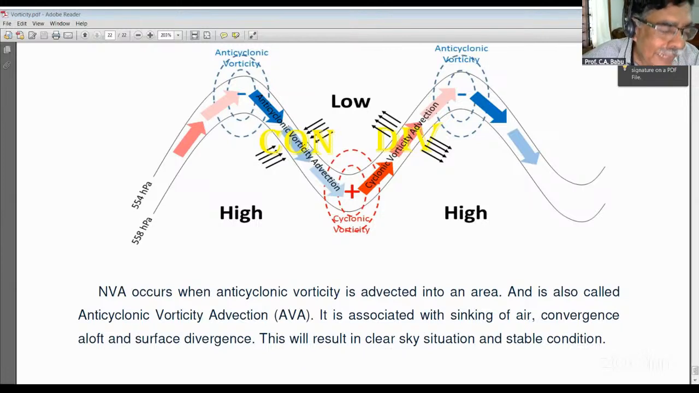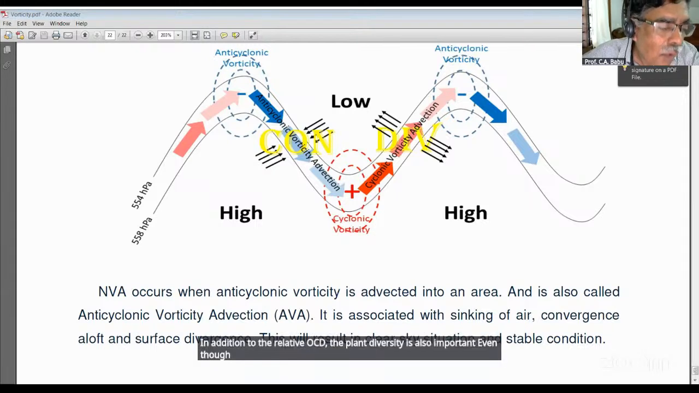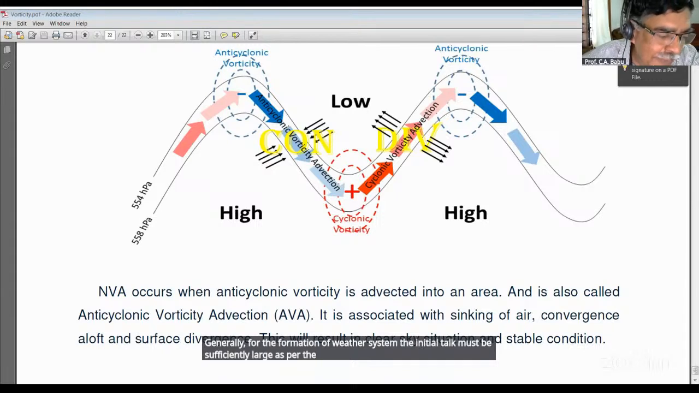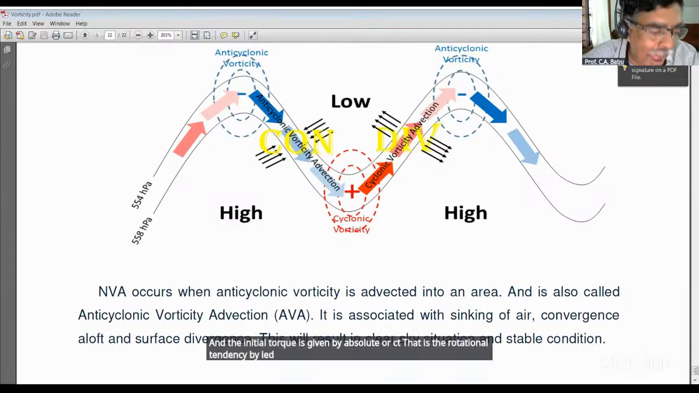In addition to the relative velocity, the planetary velocity is also important, even though the planetary velocity value is relatively small in the tropical region. It is almost zero in the equatorial region and exactly zero at the equator. Generally, for the formation of weather system, the initial torque must be sufficiently large as per Gray's hypothesis, and the initial torque is given by absolute velocity, that is the rotational tendency by relative velocity and planetary velocity.